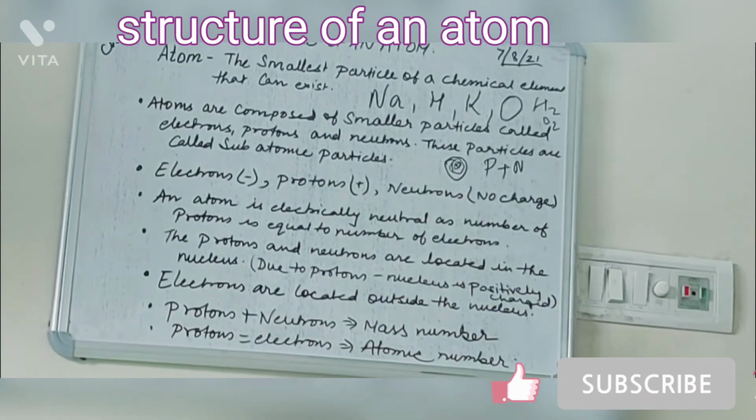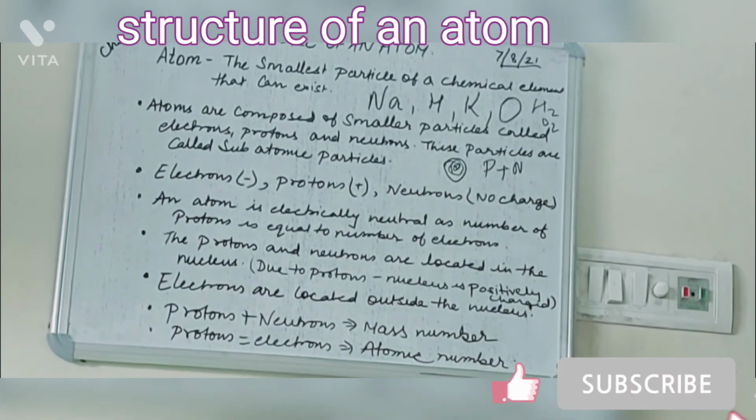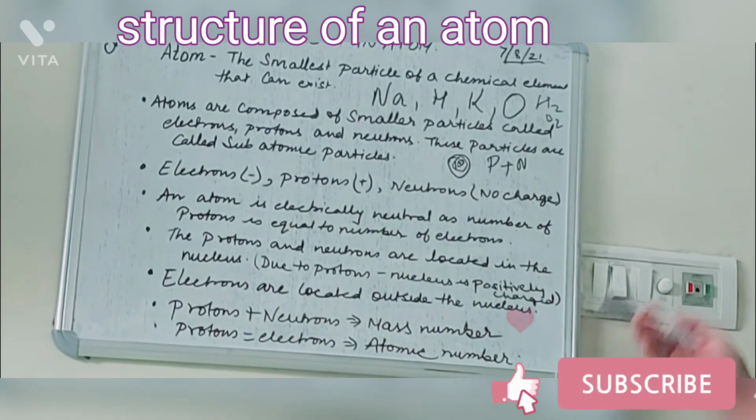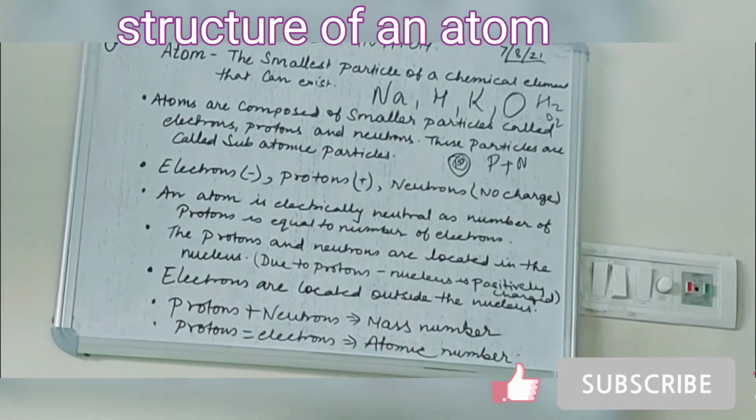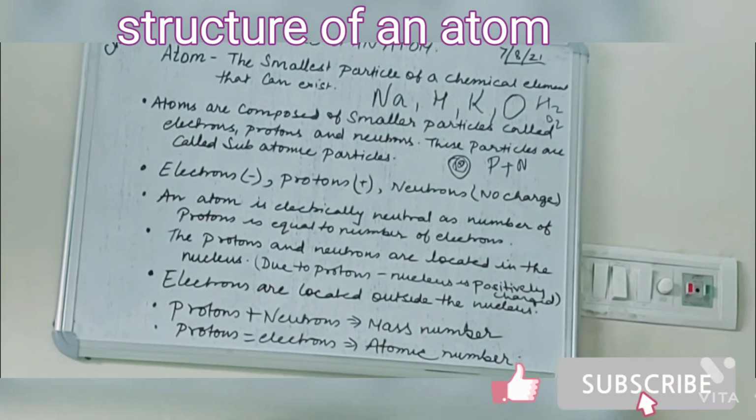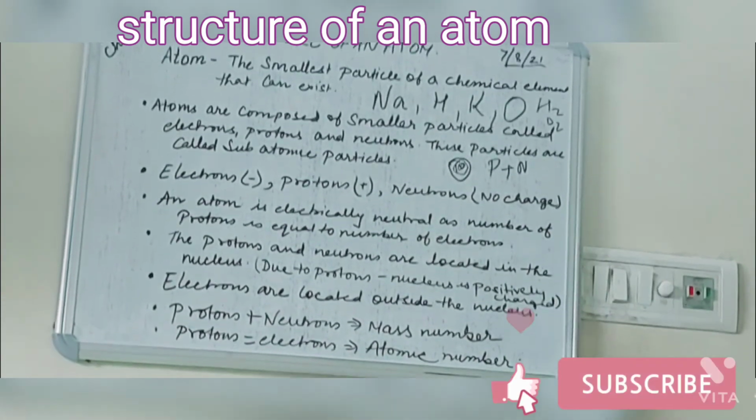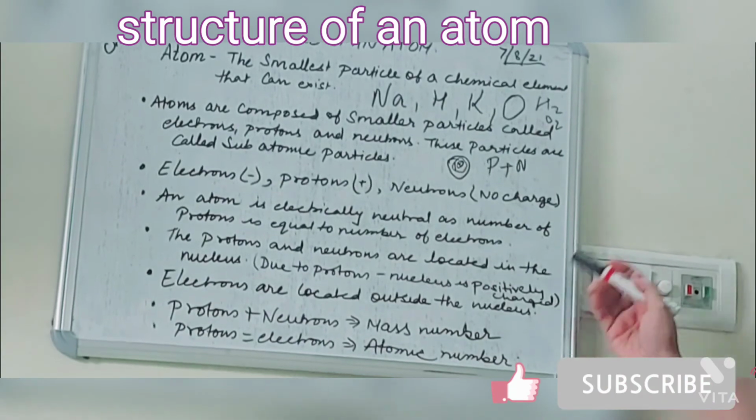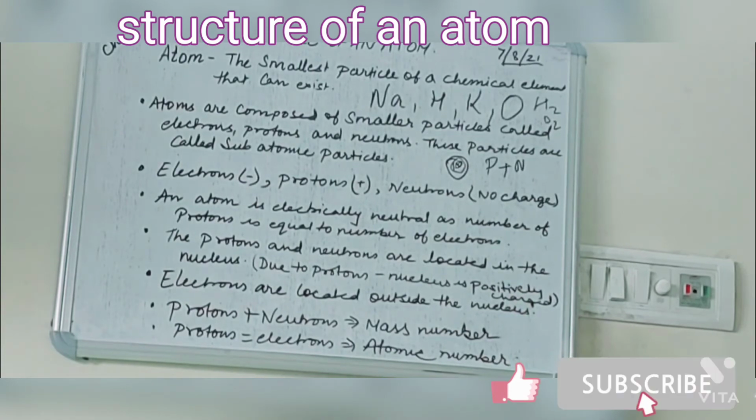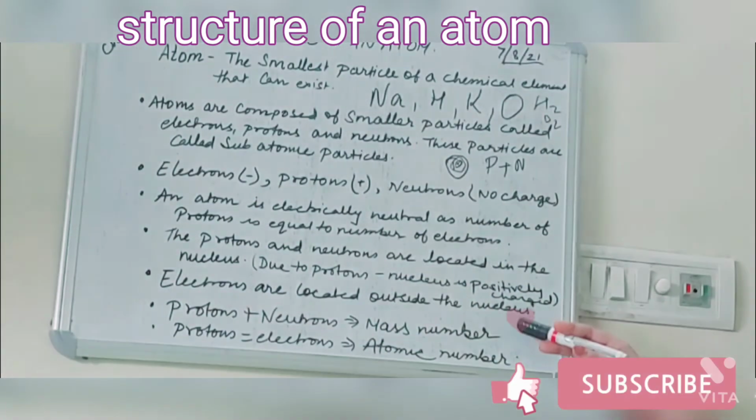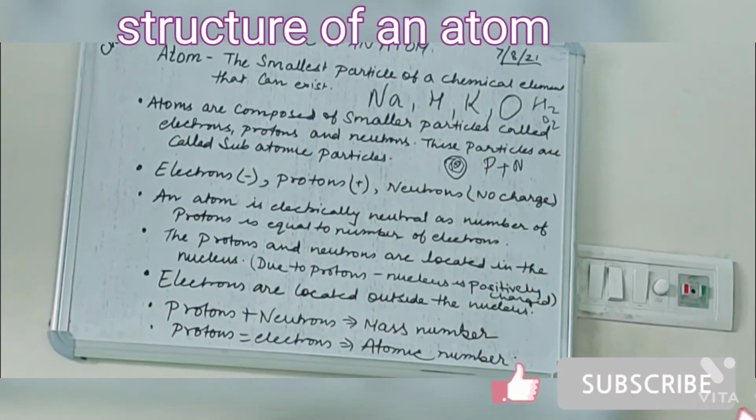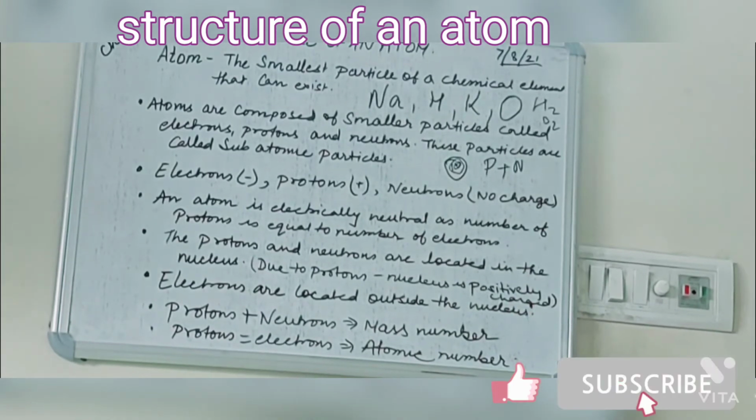Now let me explain why the nucleus is positively charged. The presence of neutrons does not make any difference. Because protons are present in the nucleus and they are positively charged, whereas neutrons have no charge, automatically the nucleus is positively charged due to the presence of protons. Electrons are located outside the nucleus, and protons plus neutrons constitute the mass number, whereas the number of protons is equal to the number of electrons and the number of protons is actually the atomic number.